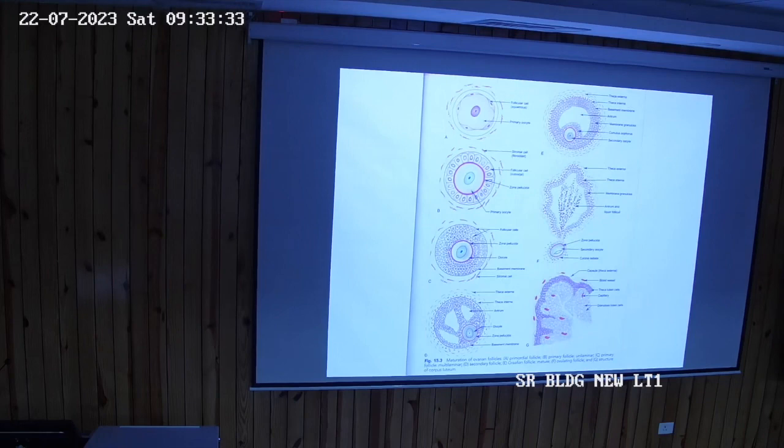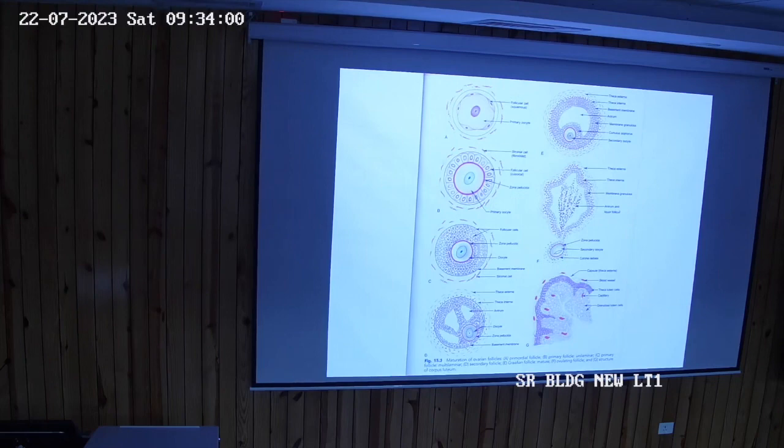And this stage is called mature Graafian follicle. This mature Graafian follicle, due to increasing amount of antrum, ruptures, and here see the next one. The oocyte is released. After releasing the oocyte, the rest of the part of the follicle, see here the theca externa, theca interna, and also the granulosa part, is forming the corpus luteum.